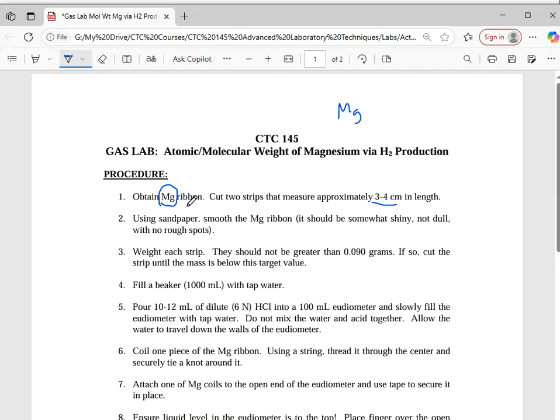All right. Number 3, it says after you sandpaper it and get rid of that coating or protective film, then we're going to weigh each strip.